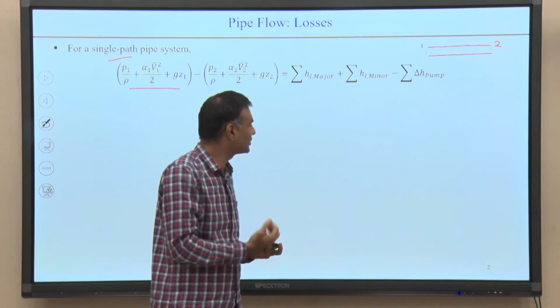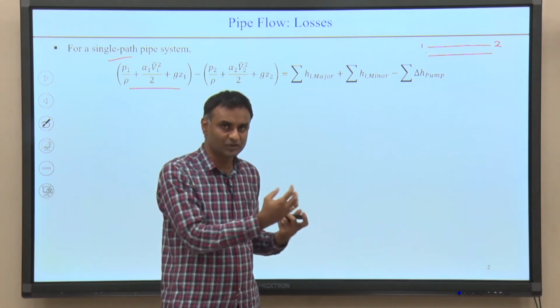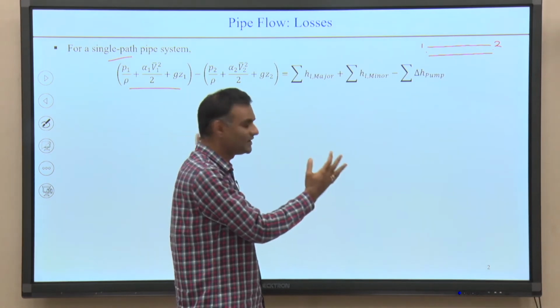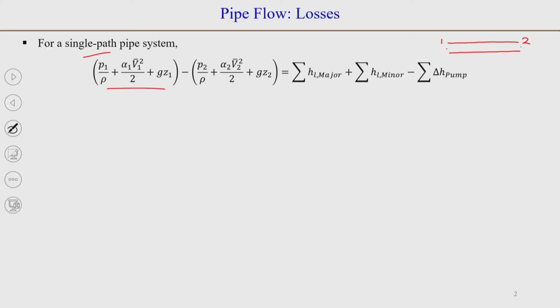We will not be looking at pumps in today's lecture, but for the sake of completeness we have this equation. In this equation, at point 1 we have the total mechanical energy, and the flow happens from point 1 to point 2. When the flow happens, the mechanical energy will be decreasing because of the losses. So, this term gives you the mechanical energy at point 2, and the loss in energy between point 1 and point 2 will be equal to the major losses and minor losses.